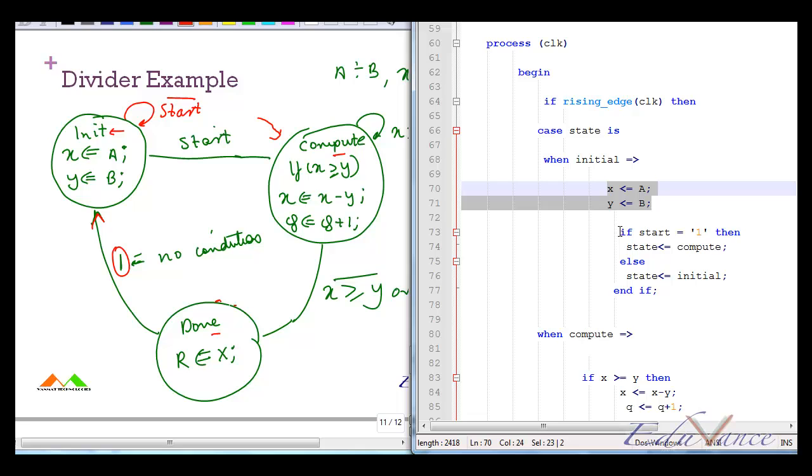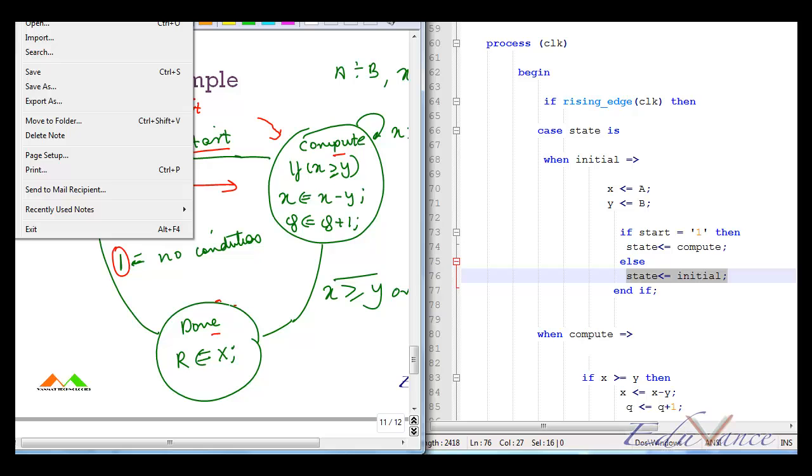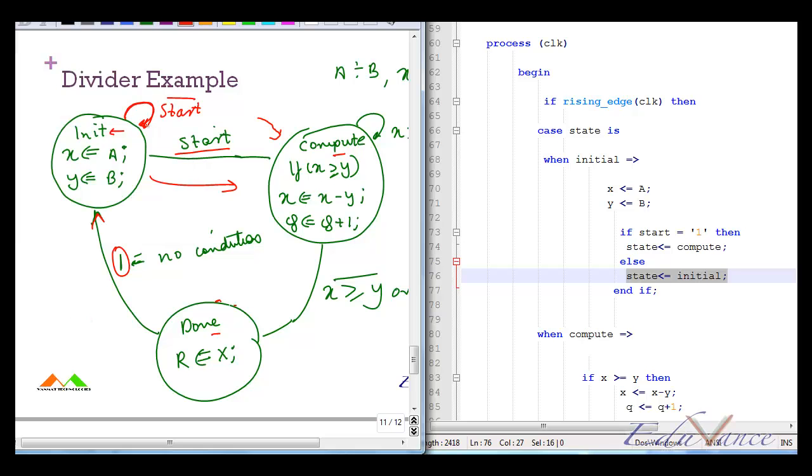Then I would start my NSL, which is: if start is equal to 1, then my state is compute, else my state is initial. That is, if my start is 1, then I would go from here to here, else I would stay here.